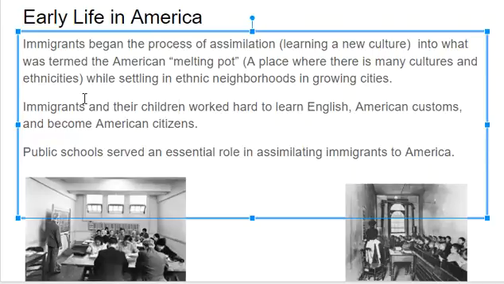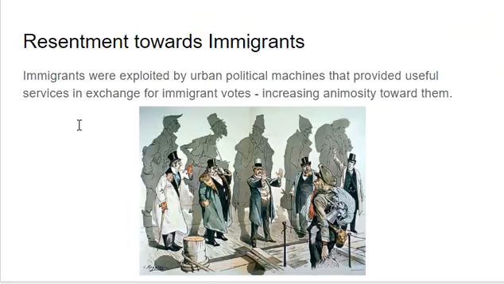And immigrants and their children worked hard to learn English, American customs, and become American citizens. Public schools served an essential role in assimilating immigrants to America. So this is similar to today as well. You guys have been working hard to learn English. You've learned lots of customs. And maybe one day your goals become citizens. And public schools, once again, they serve an important role with that because we're here, we teach you guys, you get a free education, which is nice.